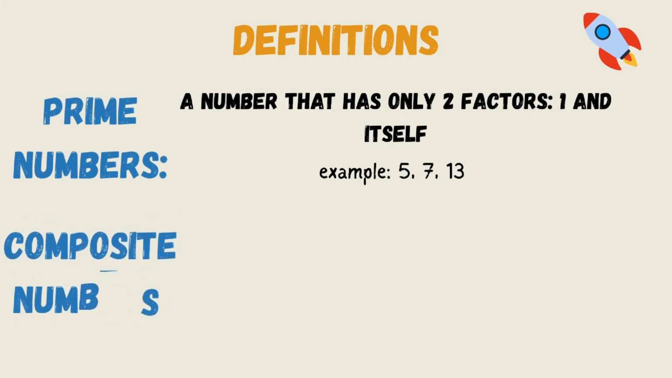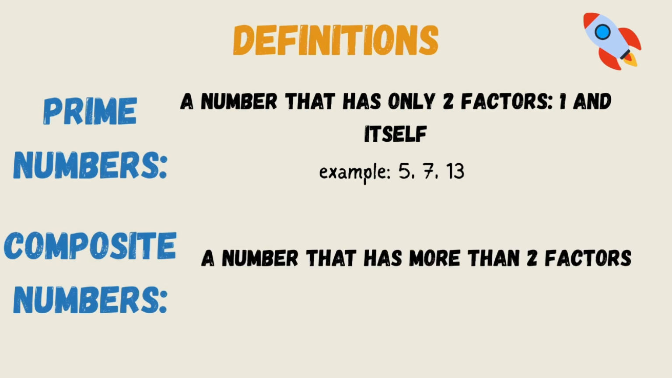On the other hand, composite numbers are any number that's not a prime. So they are numbers that have more than two factors. Some examples of composite numbers are 4, 15, and 28. For example, 4 has factors of 1, 2, and 4. 15 you can divide by 5 and 3. And 28 is also similar. You can divide it by 14, 7, 4, and 2. So they all have more than two factors.